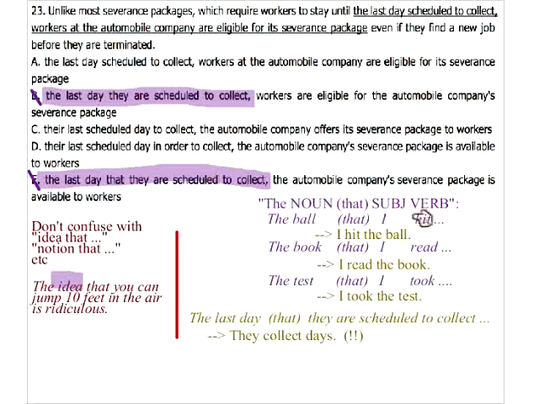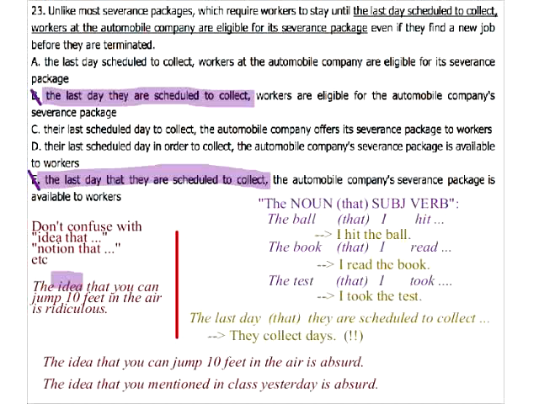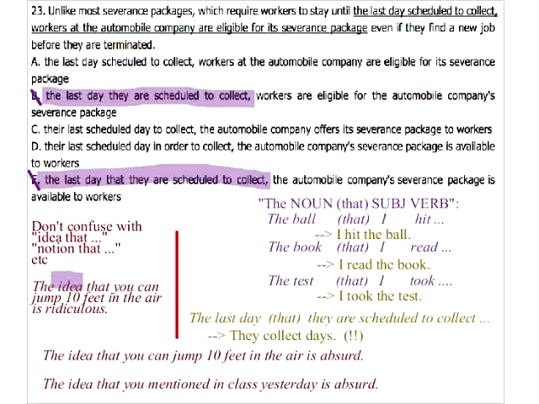But there's a big difference here, which is that these are concrete things that are the objects of stuff, and this is not. This is like a concept. So just make sure you notice that both of these are okay. The idea that you can jump 10 feet in the air is absurd. But the idea that you mentioned in class yesterday is absurd. These are two different constructions, so make sure that you know both of these are okay. The first one of these is that type of construction.